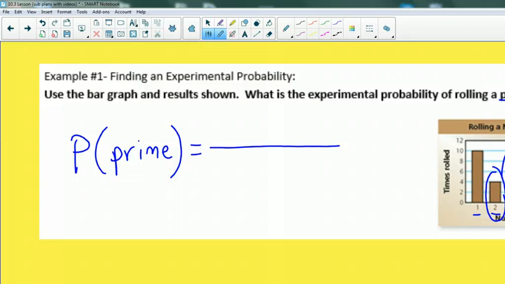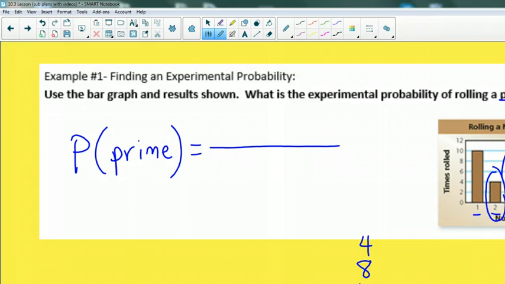Remember, 1 is not prime or composite. It's one of those unique numbers. And 4 is obviously even, so you have more than just 1 and itself, and same with 6. So we have 2. We rolled the 2 4 times. We rolled the 3 8 times. And we rolled the 5 11 times. And it's 11 because it's halfway between 10 and 12.